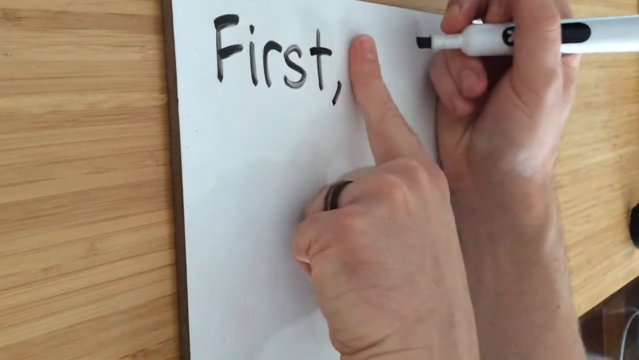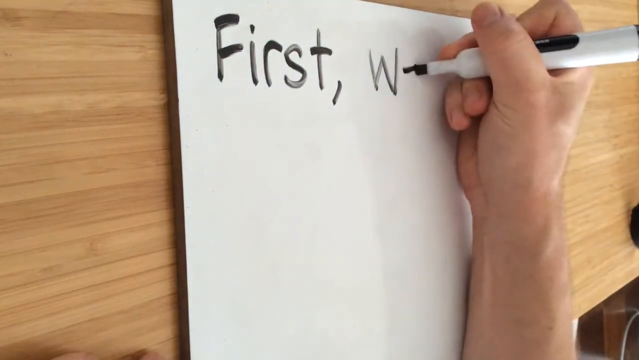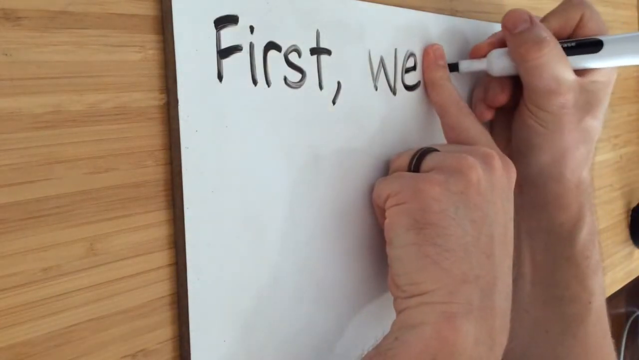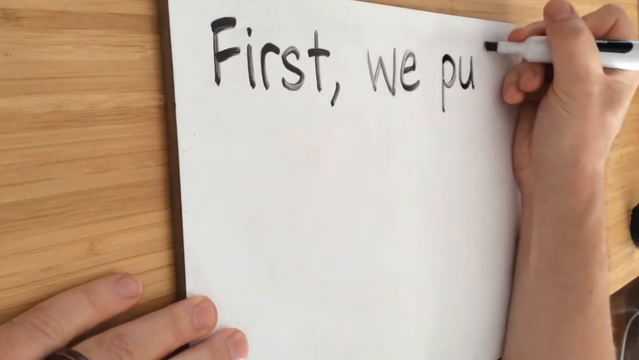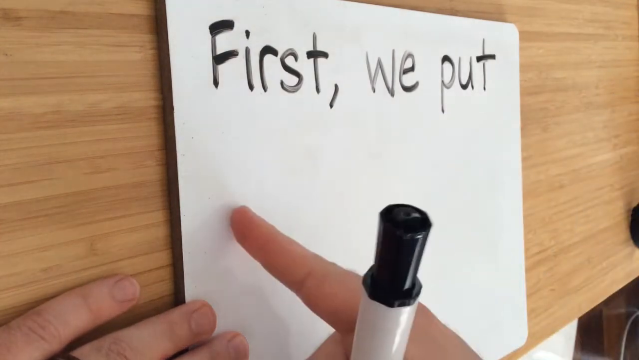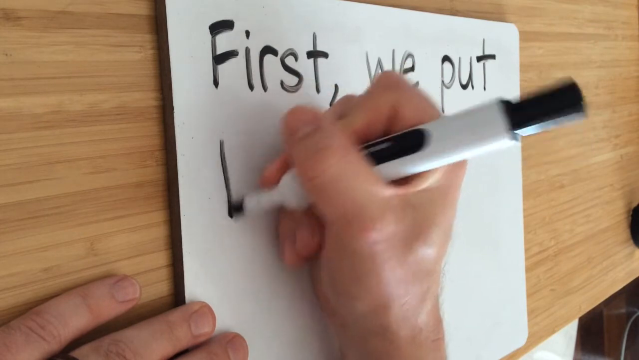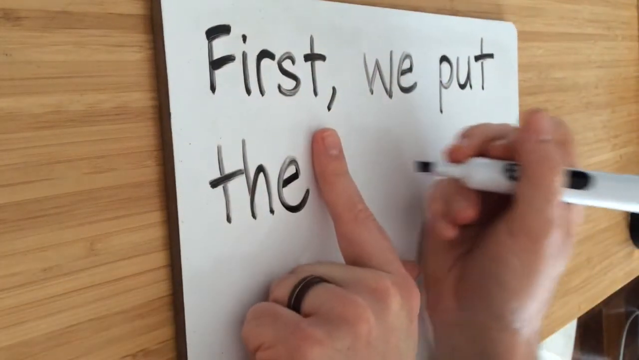Now I'm going to show you how I wrote it. I start with the word first, and I write first, we, and I know how to spell we because that's a high frequency word. First we put. I don't have any space here, so I'm going to go to the next line.